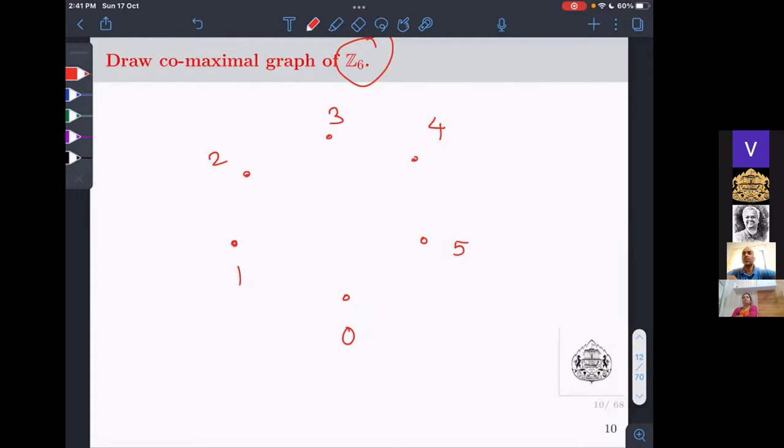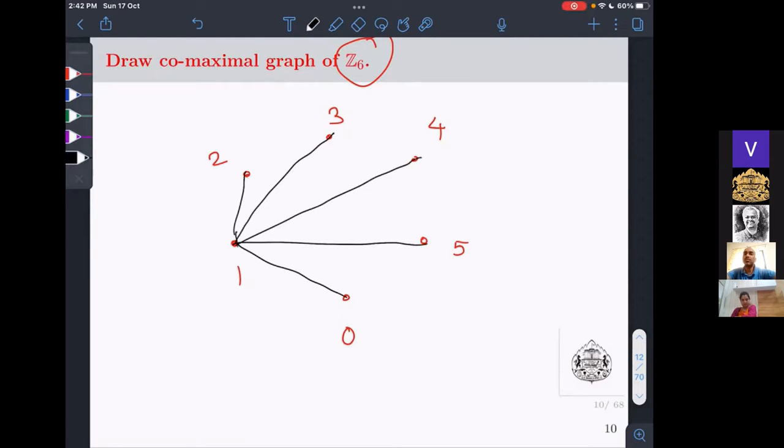Naturally, what can we say about one? One will be adjacent to each and every one. Yes, so one will be adjacent to all. What about five? Same for five.